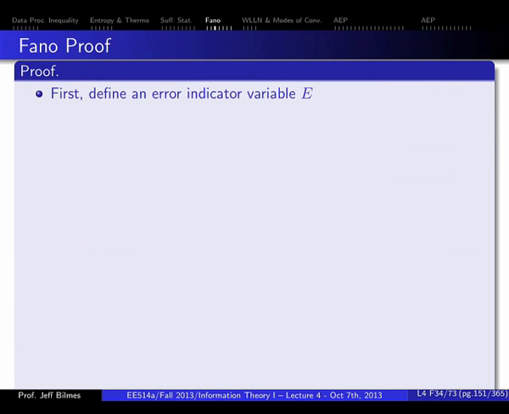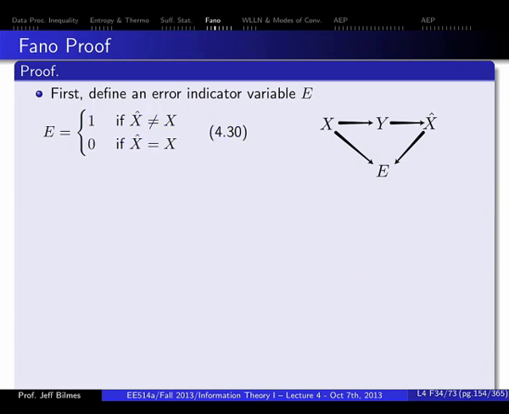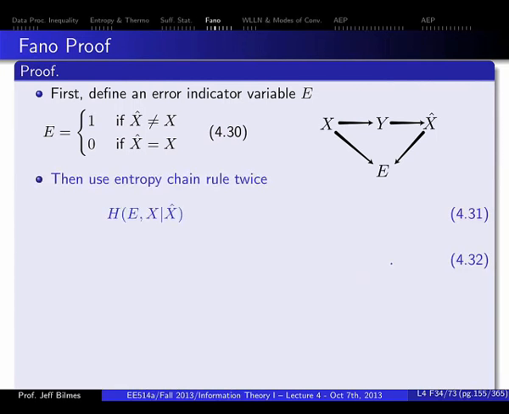But first of all, let's actually prove this. So we're going to define an error indicator random variable E. So E is just going to be an indicator of error. And you can sort of write this in this way. So we've got X, which gets sent to Y, and then we've got some decoding process which gets back X hat, which is our estimate of X. And error is a function of X and X hat, and it's just an indicator of not-equality.